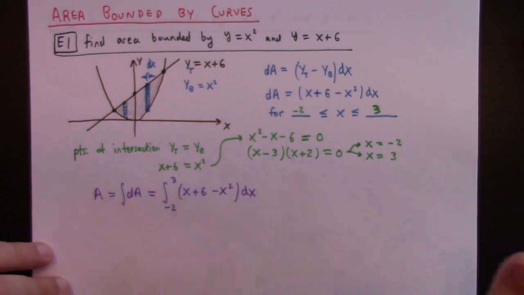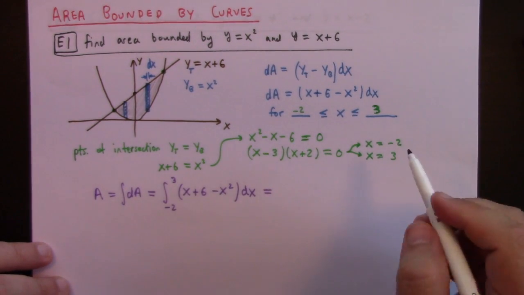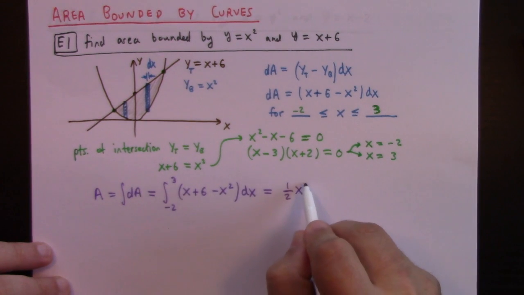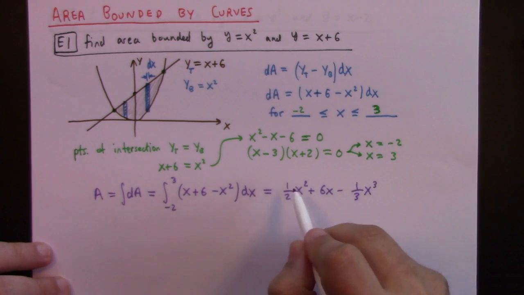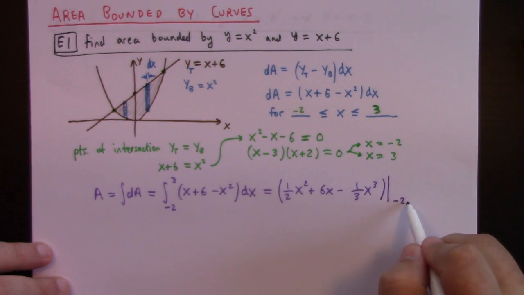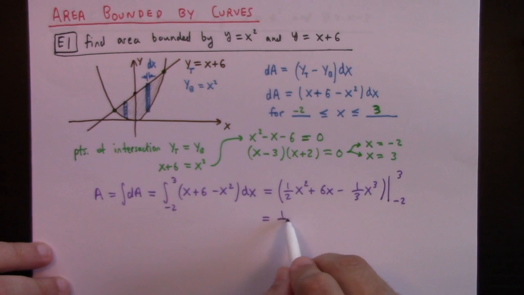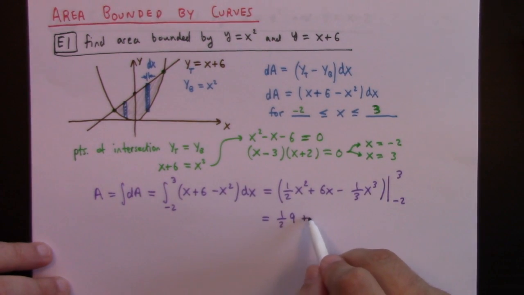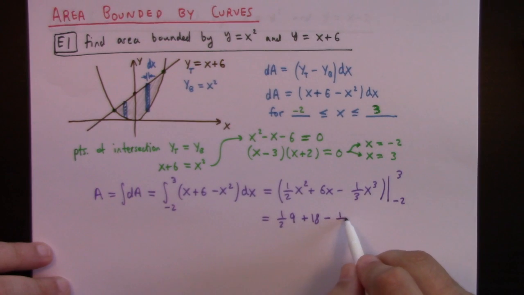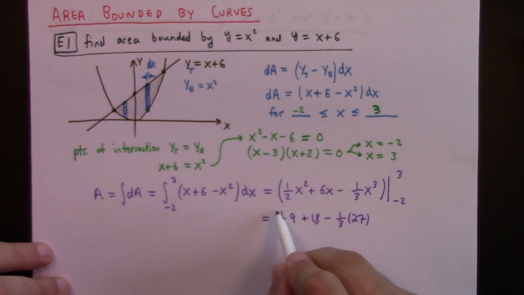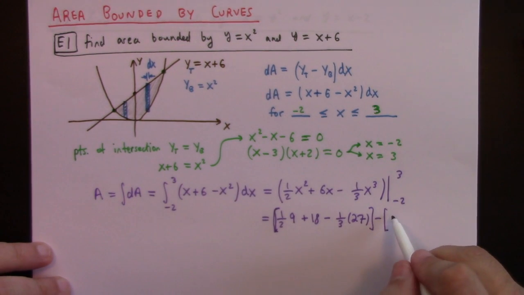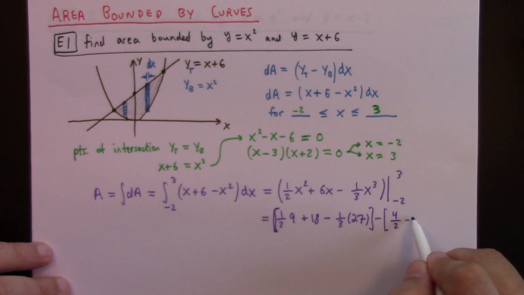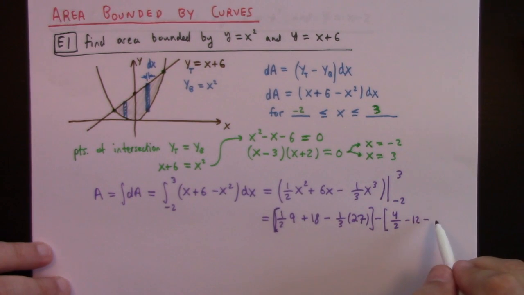All right, and then from here it's just integration. Here it's just mindless algebra. 1/2 x squared plus 6x minus 1/3 x cubed. I have to take that and evaluate from minus 2 to 3. So that's 1/2 of 9 plus 18 minus 1/3 of 27. Don't really need these parentheses, but I'm putting them there anyway. Minus 4 over 2 minus 12 minus a minus, which is plus 8 over 3.